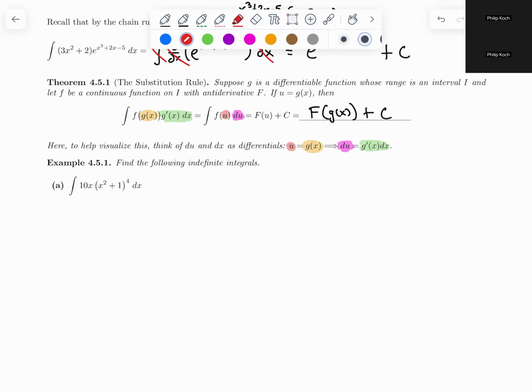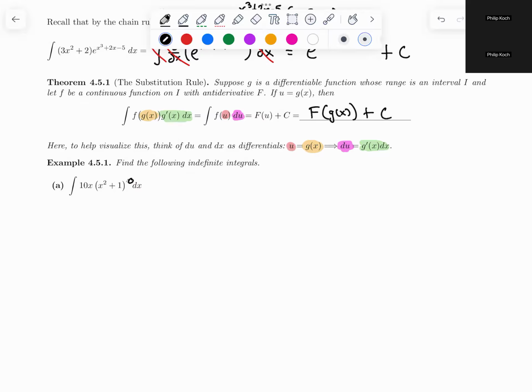So we're looking at this one, and it's got 10x times x squared plus 1 to the 4th power. Now, as it currently stands, we could, if we really wanted to, FOIL out x squared plus 1 four times: x squared plus 1 times x squared plus 1 times x squared plus 1. And if you got your Pascal's triangle on lockdown, then that shouldn't be too terrible to do. But what if this was the 40th power?